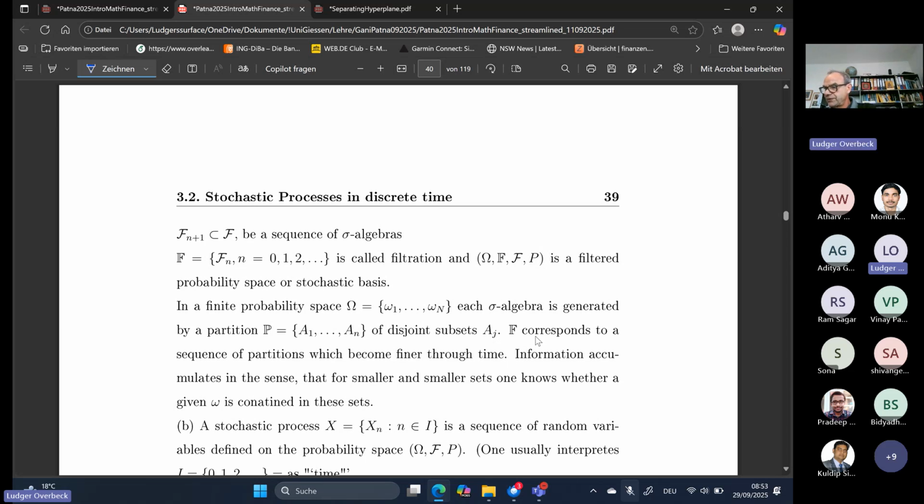So the filtration corresponds to a sequence of partitions which become finer through time. This means you have smaller and smaller sets. As the colleague who asked said, you have more and more information about the final future if you go further ahead. This means you can assign probability to smaller and smaller events.